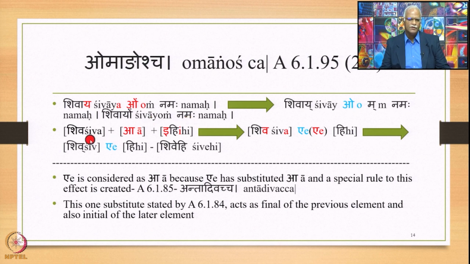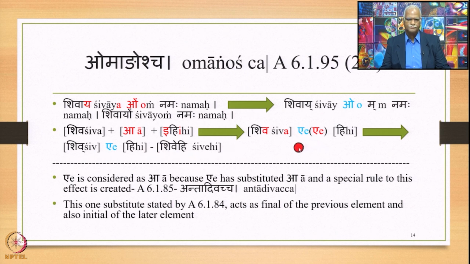Then also we have Shiva plus A plus E. Now A plus E in the Samhita mode, 6187 will apply, and the output generated would be Shiva A and E. Now this A over here and this E will become the input for 6195 to apply, and then the output generated would be Shiv A and E. When we join them together, it becomes Shivehi.